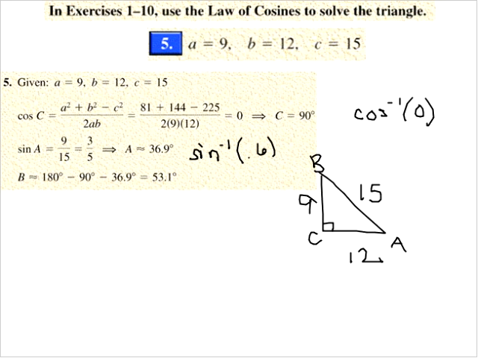You can do it that way, or like I said, you can do the law of cosines again to find another angle measure. And then once you have 2 angle measures, you just subtract from 180 to find that last one. So again, many different ways that we can actually solve this triangle, as long as we get 90, 36.9, and 53.1.